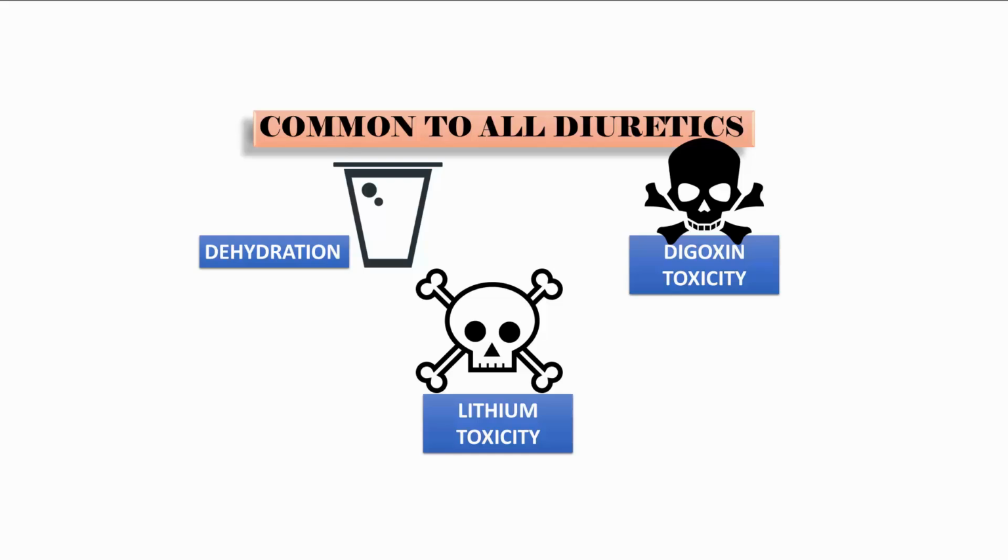All diuretics help in throwing out sodium and water, so basically in toxic doses, all diuretics cause dehydration. All diuretics can induce digoxin toxicity with the exception of potassium-sparing diuretics. All diuretics are contraindicated in patients on lithium, and this can cause lithium toxicity.